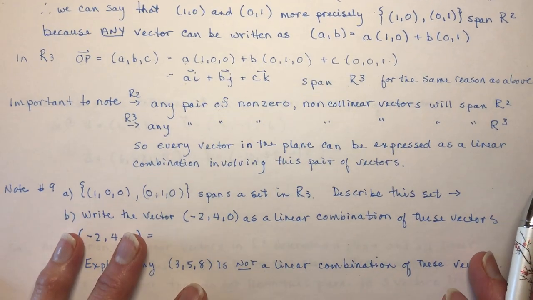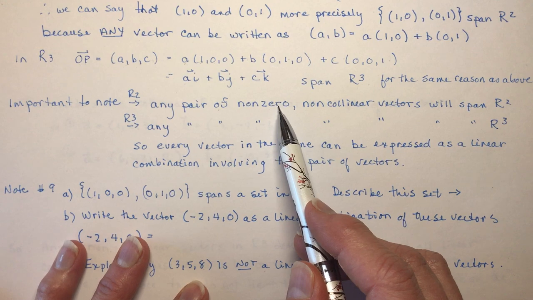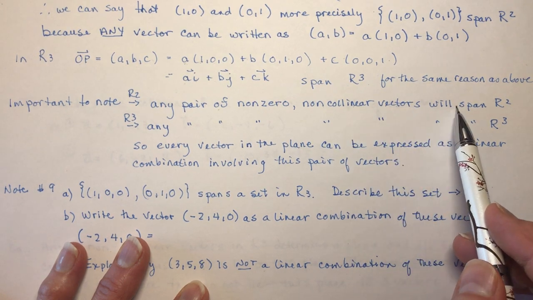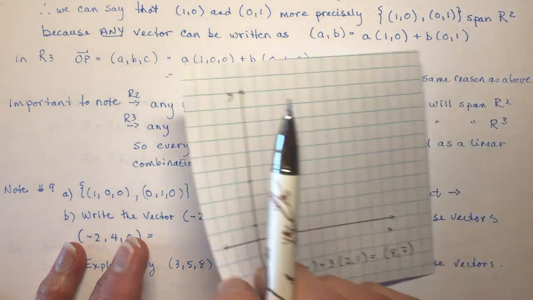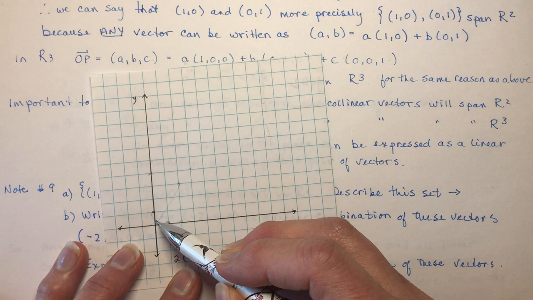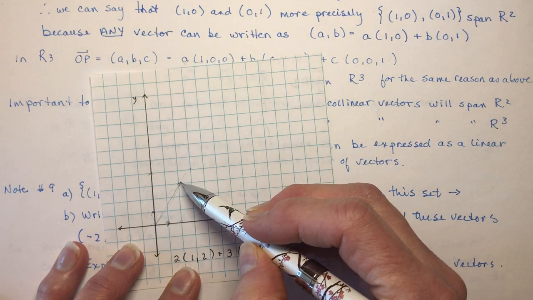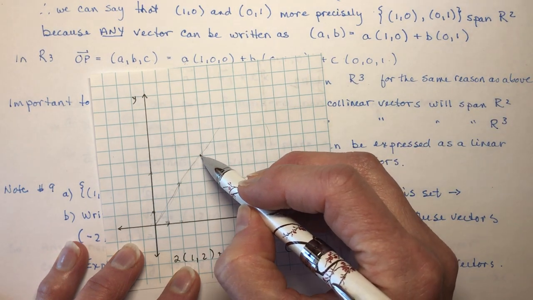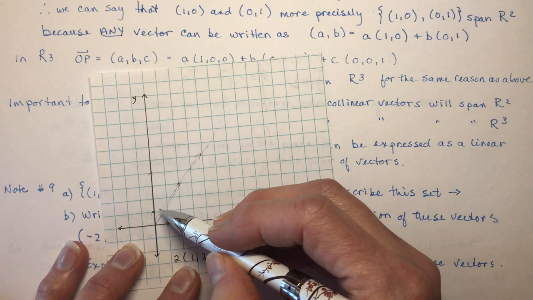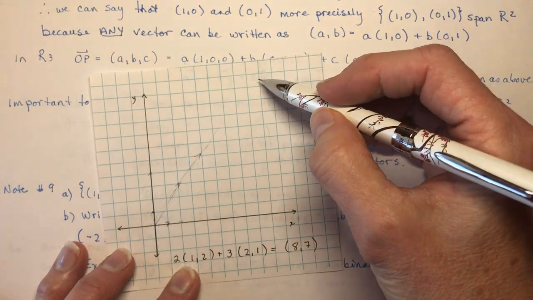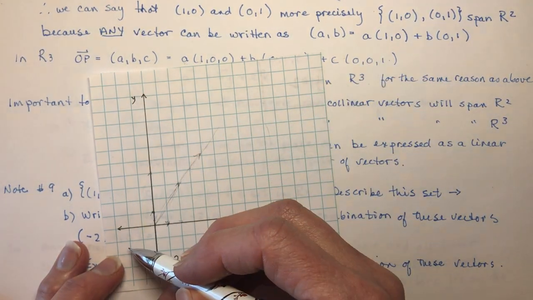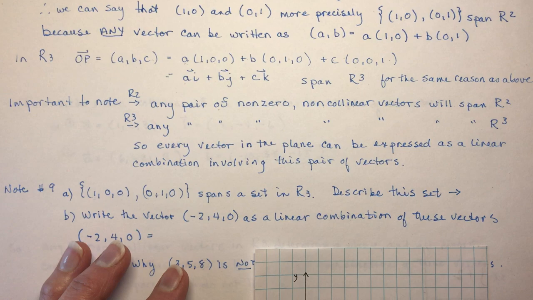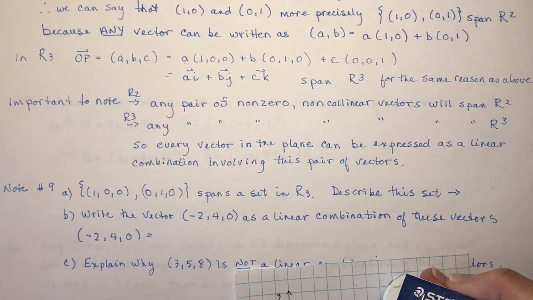It's important to note that in R2, any pair of non-zero, so you can't use the zero vector because if you multiply by zero, you're going to get zero, non-collinear vectors will span R2. So if I have collinear vectors, if I had a vector here like this, and I wanted to multiply it, and I just keep extending it this way, I'm not going to be able to span R2. If there are only two collinear, like if I said this vector and this vector, how can I make another vector when they're going in the same direction? I could make it longer, I could make it negative, but it's always going to be on this line. So it's not spanning the plane, right? It's just a line. Okay, so that's why they say non-collinear vectors, and we'll talk about those a little bit in a minute as well.